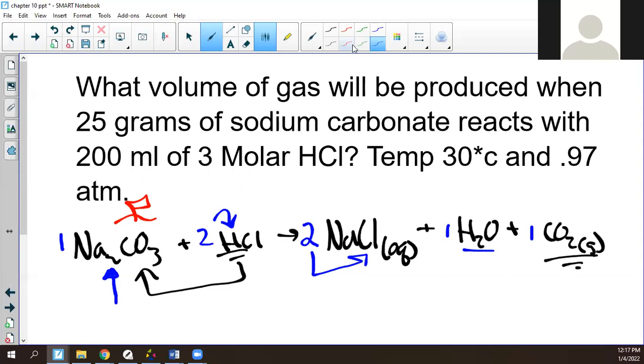Okay, I have 25 grams of this, and I have 200 milliliters. I'm going to say 0.2 liters of 3 moles per liter HCl.